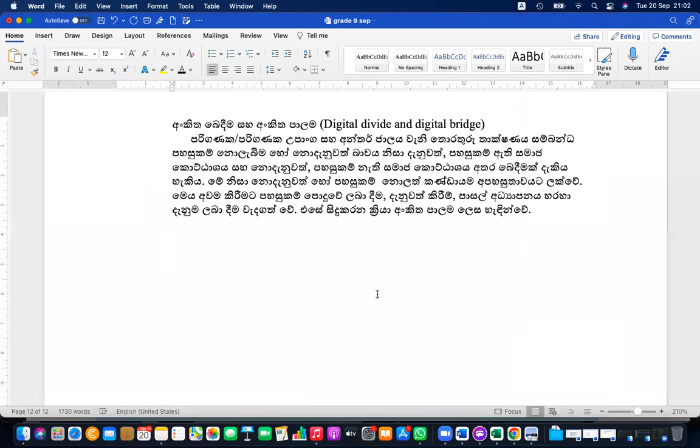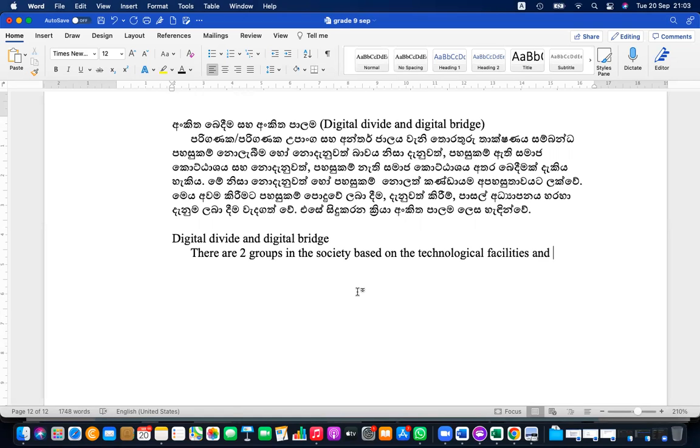Digital divide and digital bridge. There are two groups in the society based on the technology facilities and knowledge.